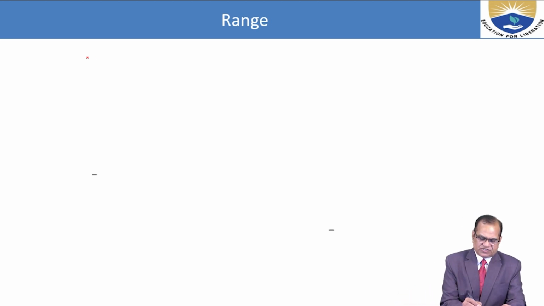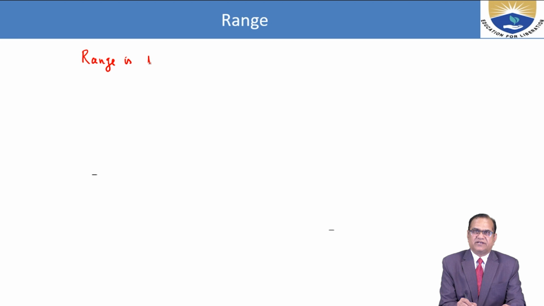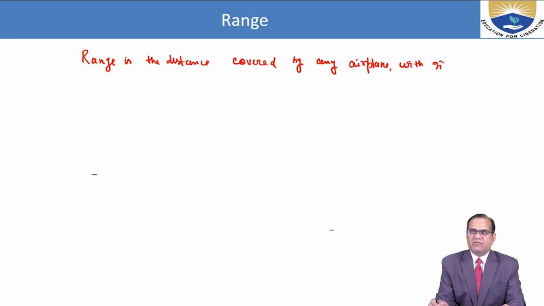So range is a distance. So what is the range? Range is the distance covered by any airplane with a given amount of full tank of fuel.